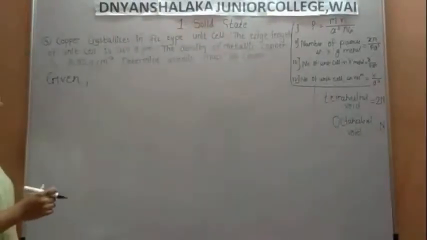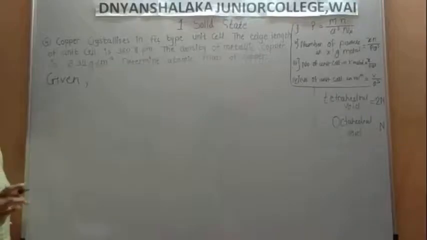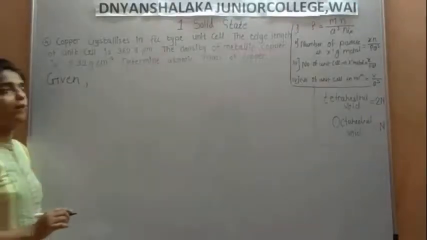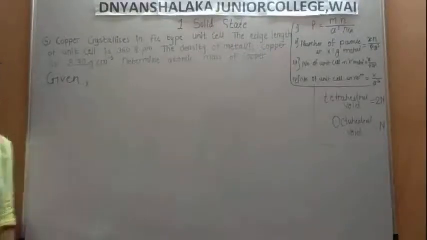Next example, copper crystallizes in FCC type unit cell. The edge length of unit cell is 360.8 picometer. The density of metallic copper is 8.92 gram per centimeter cube. Determine the atomic mass of copper.